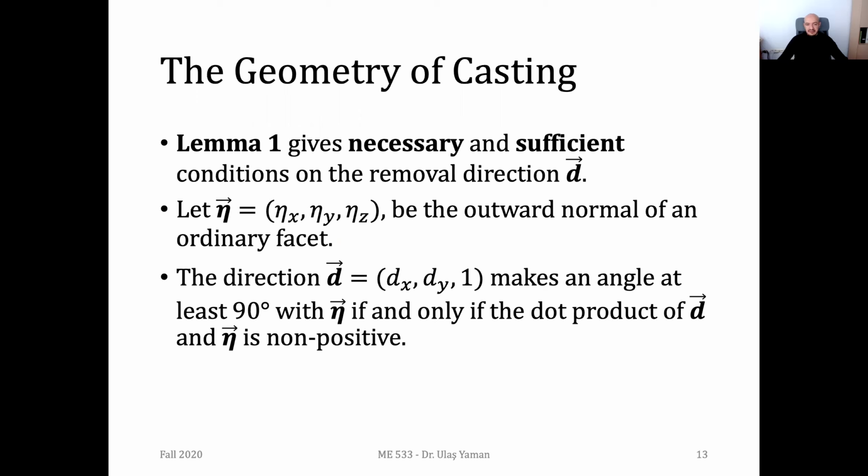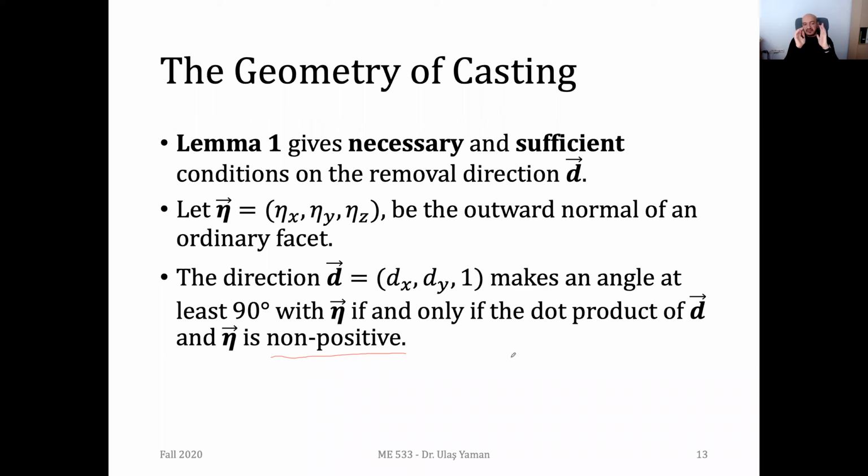And the direction vectors, as we discussed in the previous slide, have a component of 1 for the z-axis. And if you remember our theorem, first lemma, we said that we should have at least 90 degrees or more between these two vectors, the normals of the ordinary faces and the direction vector. So how can we check it? If you simply take the dot product of these two vectors, and if the result is non-positive, then yes, we can say that the angle between these two vectors is more than 90 degrees.